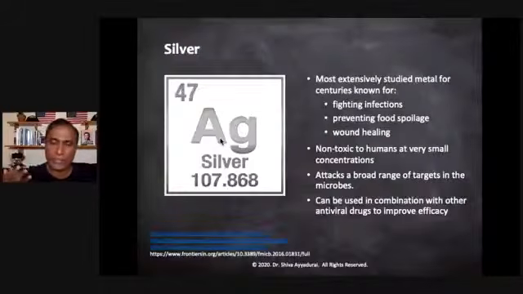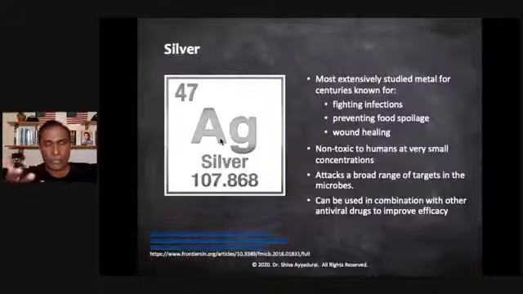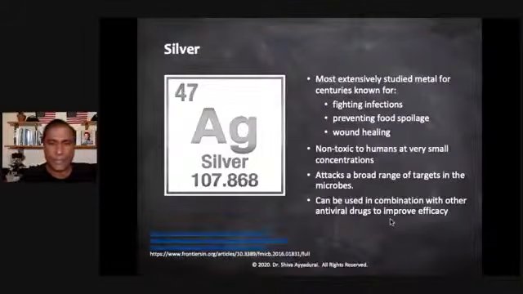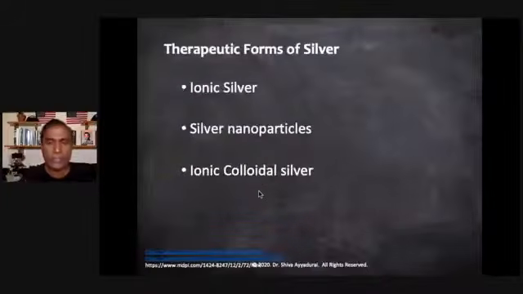But fundamentally, silver attacks a broad range of targets in the microbes. Microbes we'll talk about could be fungi, viruses, bacteria, parasites, and silver can be used in combination with antiviral drugs to improve efficacy. In fact, recent research combined silver with an antibiotic; with less use of the antibiotic, it had a better effect. But this is what silver is. Now, silver comes in various forms. Here are the 3 major ones: ionic silver, silver nanoparticles, and what we call ionic colloidal silver, okay? These are functionally 3 different forms that silver comes in.